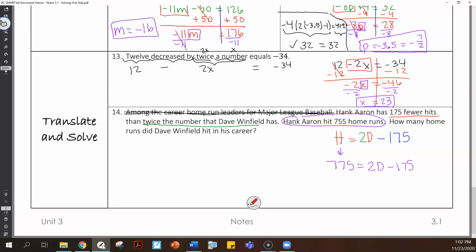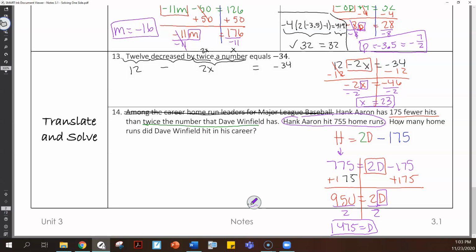Fortunately, I can just solve this. I want 2D to be my variable term. I need that by itself, so I'm going to add 175. When I do 775 plus 175, I'm going to get 950 equals 2D. And then I can get D alone by dividing by 2. And I'm going to get 475 equals D.